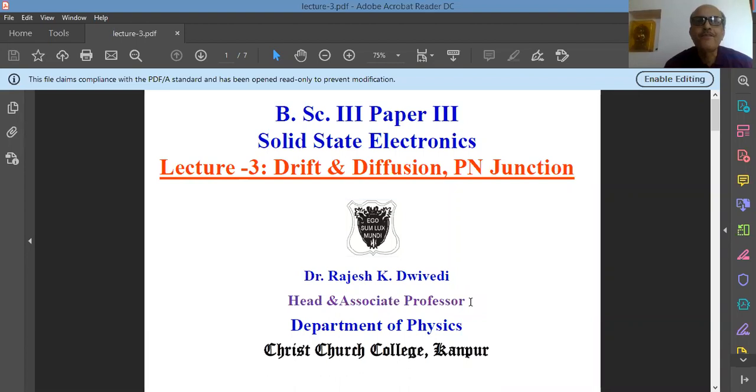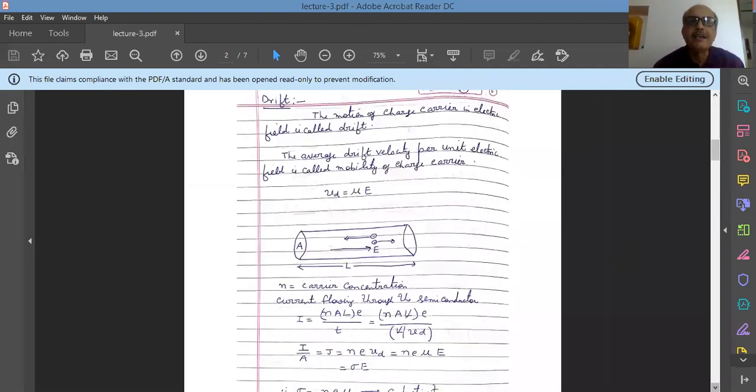So, good morning. This is the third lecture of solid state electronics, in which I will talk about two different current transport mechanisms in semiconductors, and then the p-n junction. There are two ways by which current can flow in a semiconductor. The first one is drift, and the second is diffusion. I hope you are familiar with these two mechanisms.